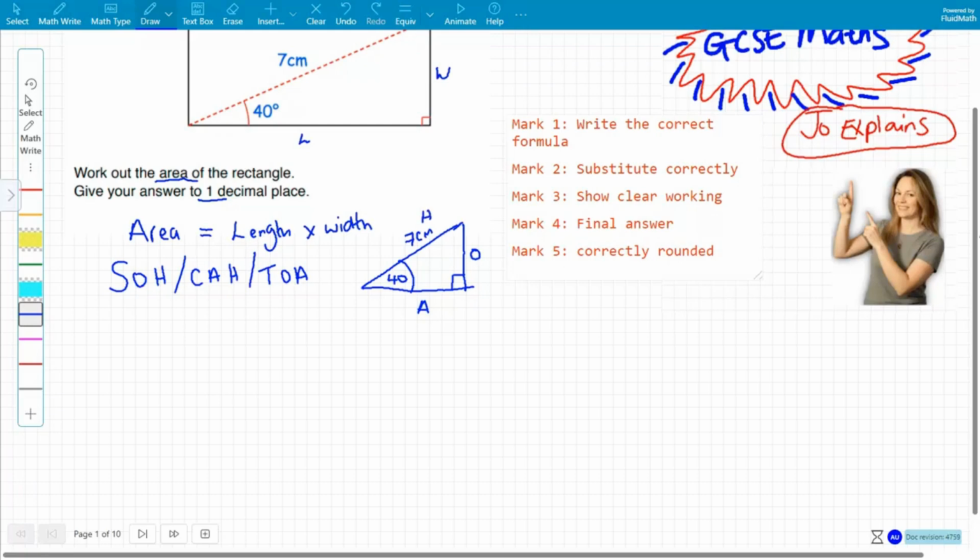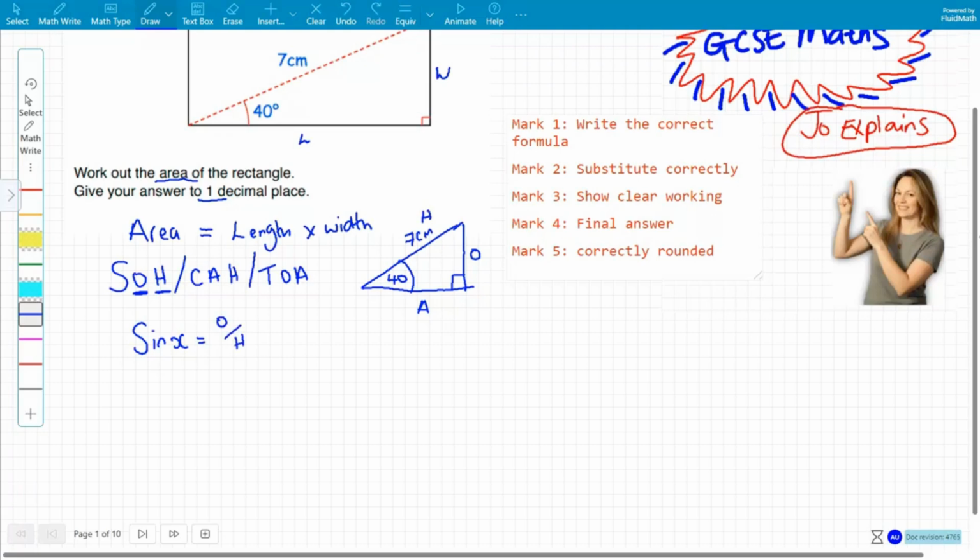So let's work out how we're going to figure this out. We want basically both of these sides, don't we? Because these are the length and the width. Well, 40 here is opposite the angle, so we want the opposite side. We've already got the hypotenuse, so I always just do this on my SOHCAHTOA, which means I'm going to be using sine. Sine x is equal to opposite divided by hypotenuse.